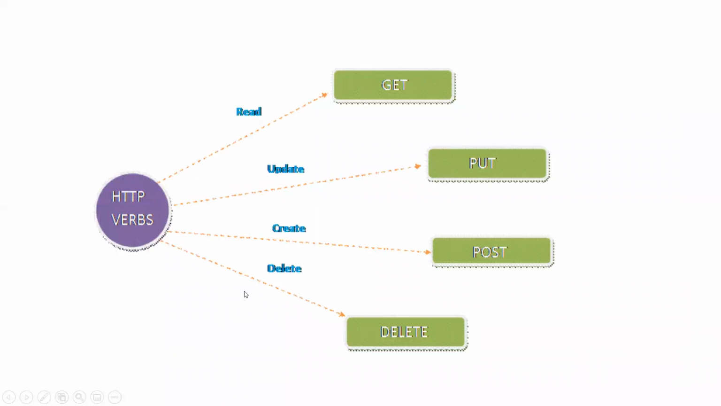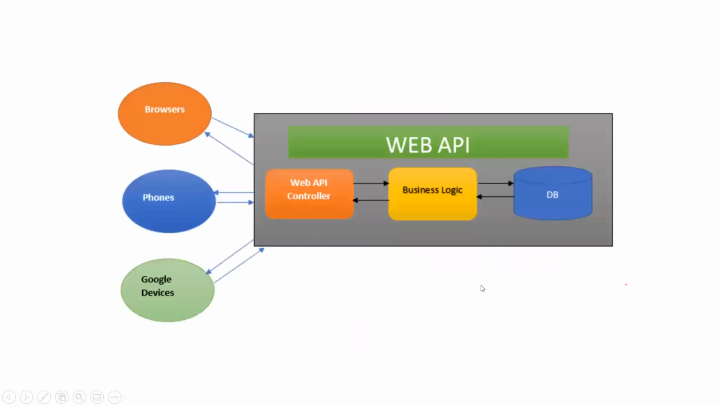And if you look at the diagram here, these are the HTTP web methods: get, put, post, delete. This one is used for reading, this is for updating, this is for creating, and this is for delete. So the overall structure of web API once you create it looks this way.